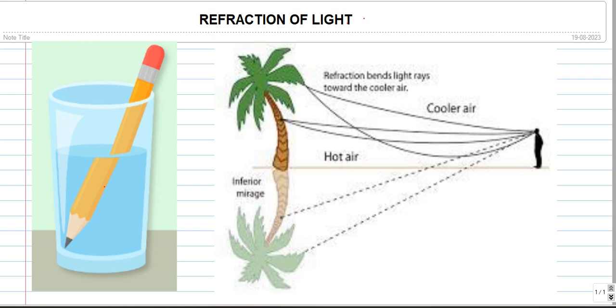Which means that there is a bending of light when it travels from water to reach our eyes. So there is this bending of light. This bending of light when it travels from one medium to another is called refraction of light. One more example which we very often see is mirage.